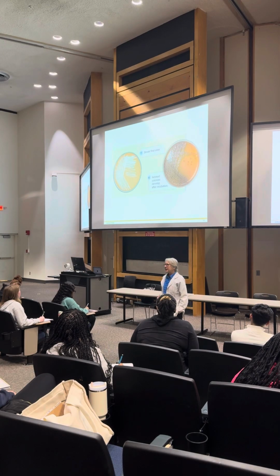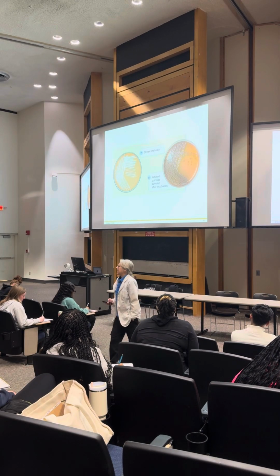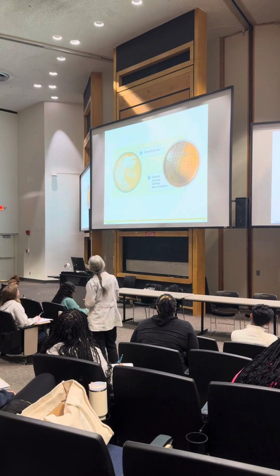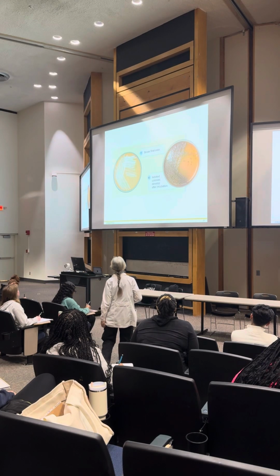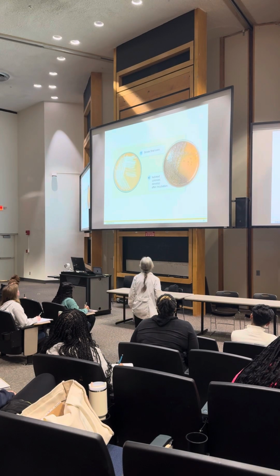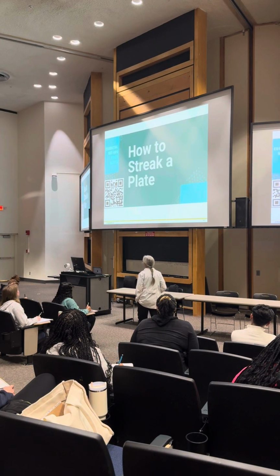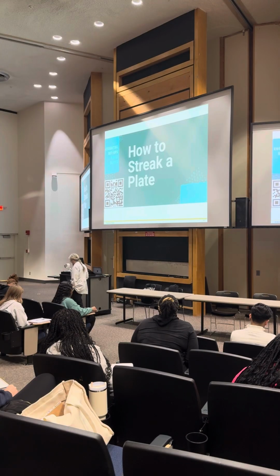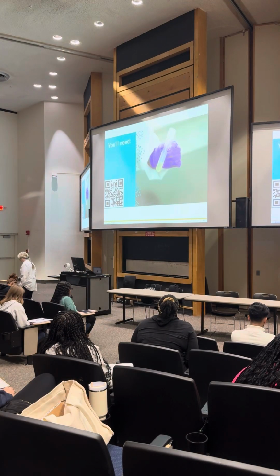So ultimately, on the left side is the drawing of what we just talked about, and on the right side is the growth. And see what you're trying to do? You're trying to get those isolated colonies, those little round circles. So let's watch a little video on how to streak a plate.